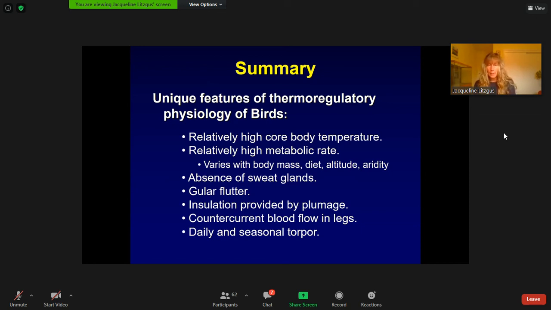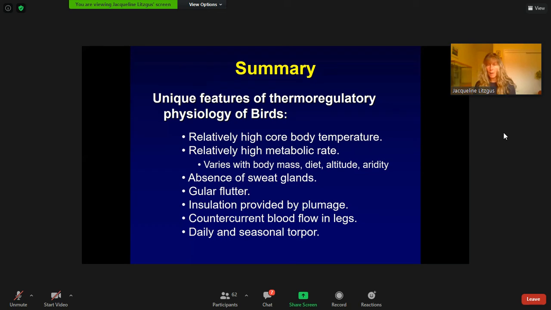We looked at some studies to show that there's variation in metabolic rate with different features. So for example, with body size, there's variation in metabolic rate, with the smallest birds having the highest per unit mass metabolic rate. We also saw that diet has an effect on metabolic rate, comparing fruit-eating birds to insectivorous birds. We saw that altitude also had an effect, higher metabolic rate at higher altitudes, that is at colder temperatures, right? And we also looked at the study of their aridity gradient.